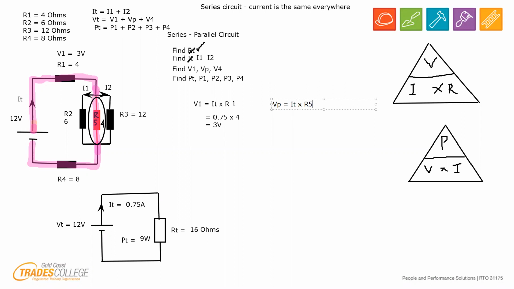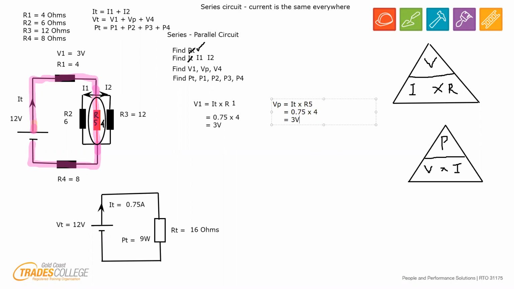Okay, so let's work out what we need to do for these values. All right, so IT, once again, is 0.75, multiplied by, what was R5? R5 was 4, all right? So same value as previous, which equals 3 volts. 3 volts there. Okie dokie.